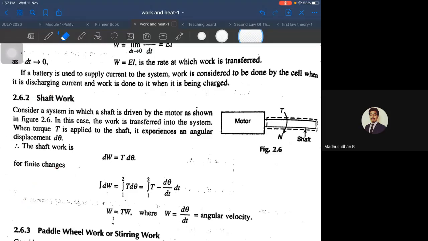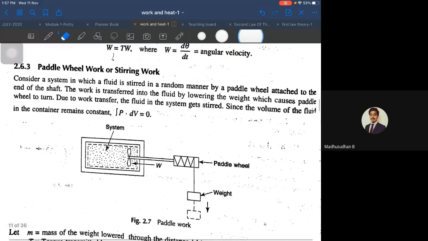Next is paddle wheel work. In the sense, if there is a system like this, in this system you fix a fan. If you go for the paddle wheel, there would be a fan like this, and this fan would be rotating like this. A paddle will be rotating like this. This causes agitation within the mixture, and work is being done in such a case.